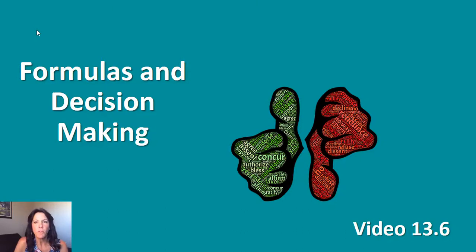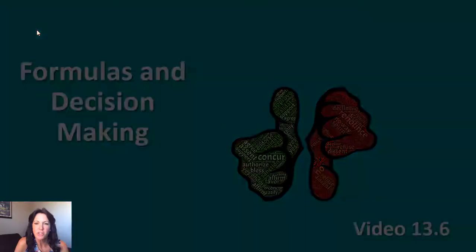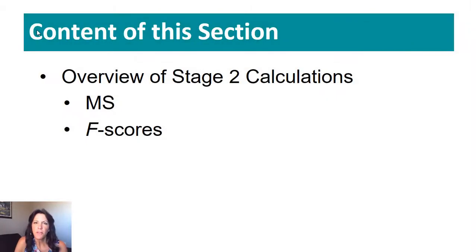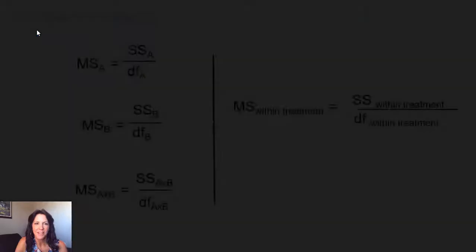In this video, I'm going to go over the formulas that are used in a factorial ANOVA and how we make decisions. So we're going to overview what are called the stage 2 calculations, which are basically mean squares and F-scores. You're familiar with these.